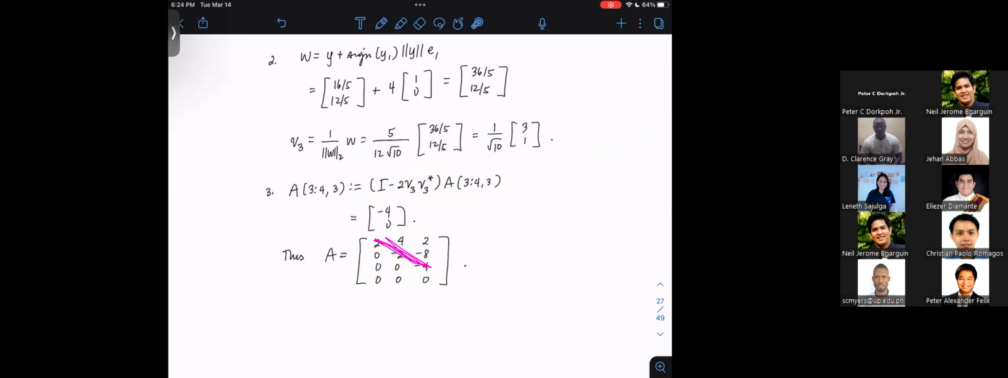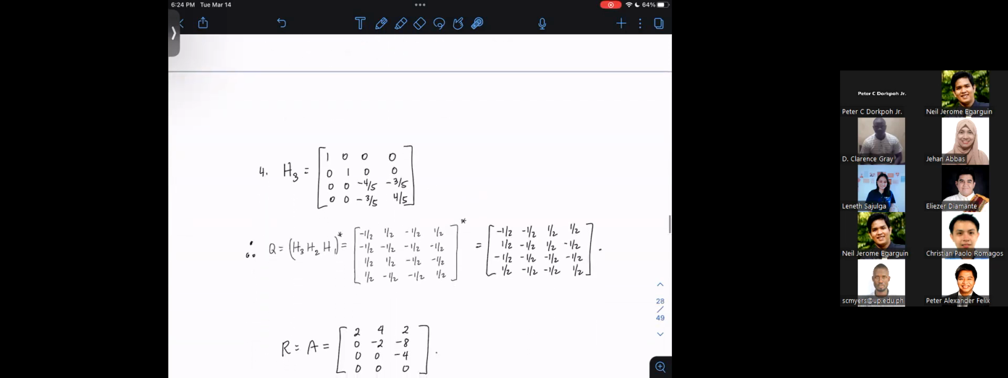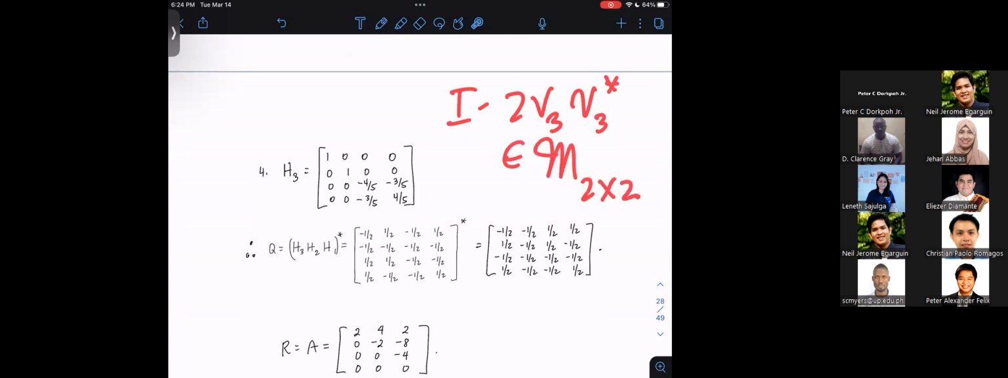Okay. Now, but the problem is this will be our R, right? So we already triangularized the matrix A, but the orthogonalization actually happened in the background. So we'll go back and compute for H3 because this will be very important in order for us to build or assemble the matrix Q, right? Remember, we have I minus 2 v3 v3 star. We said this is 2-by-2, all right? So 2-by-2, so this is actually that matrix.